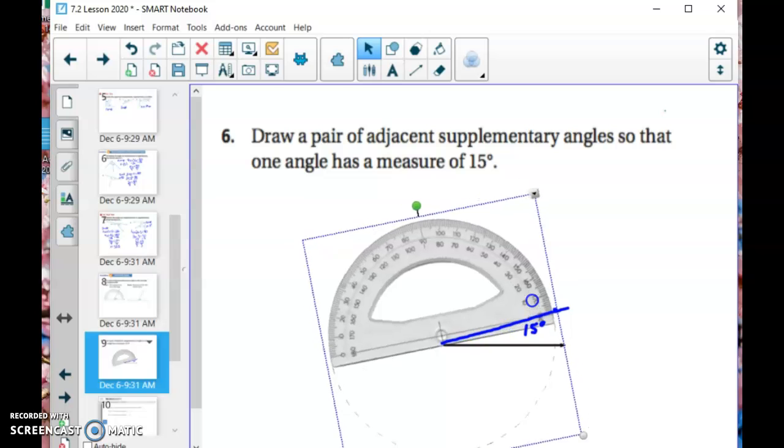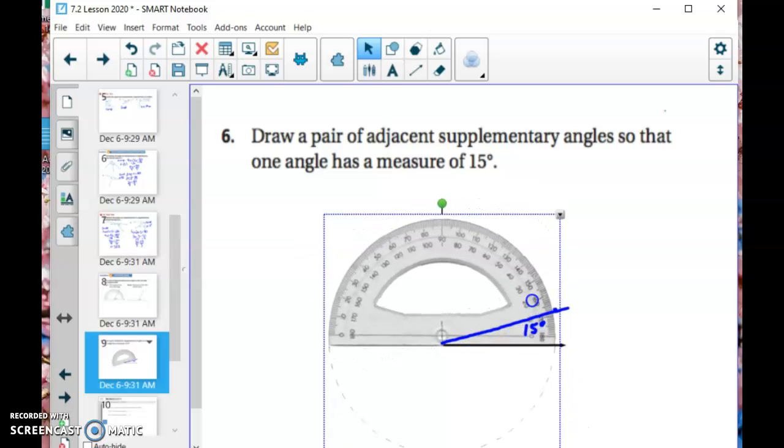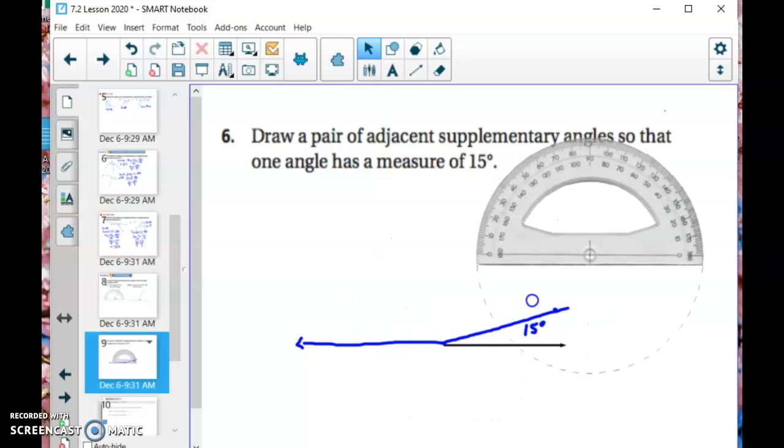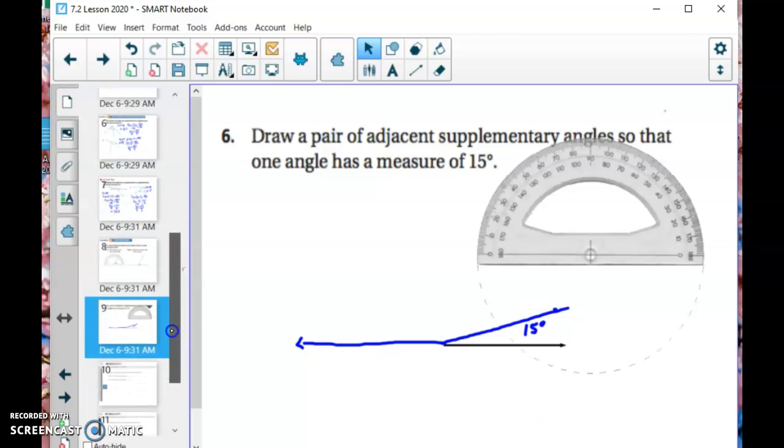Then to make it supplementary, I would just continue this line using my protractor as my straight edge. So now I have a pair of adjacent supplementary angles, or two angles that are right next to each other, and they're supplementary because they make a straight line.